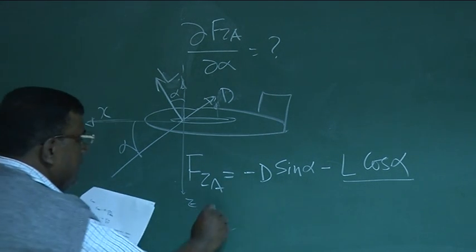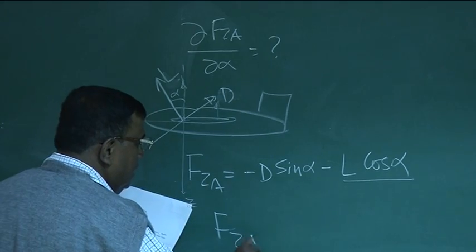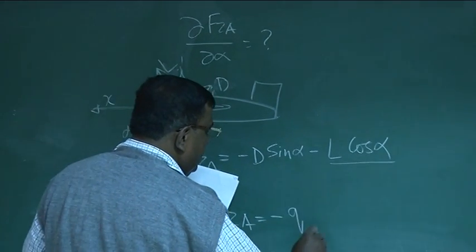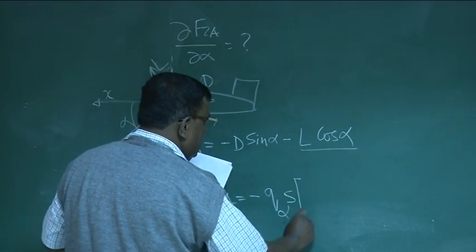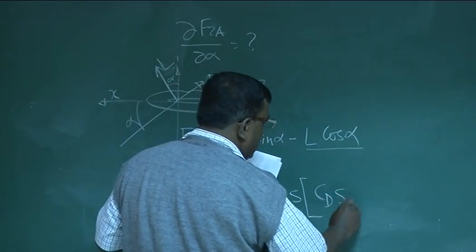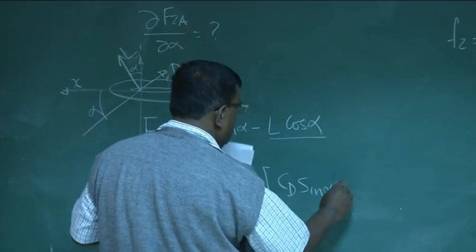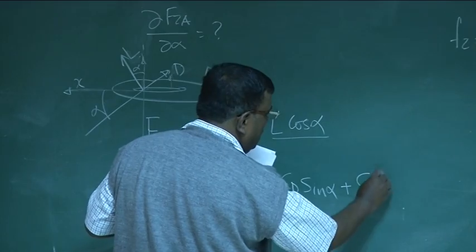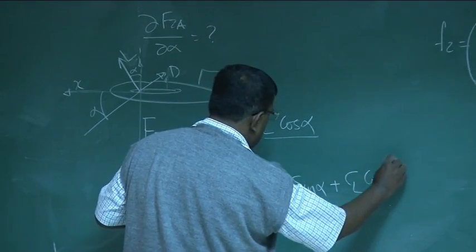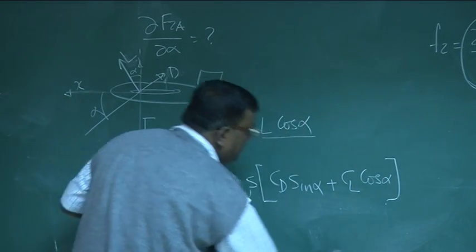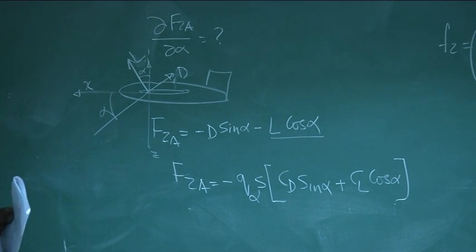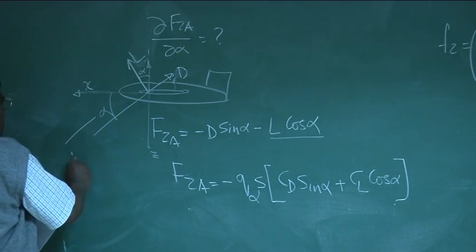So I can write FZA as minus Q infinity S, CD sine alpha plus CL cos alpha. What are these alpha? Alpha is the perturbed angle of attack. Do not forget this. Alpha is the perturbed angle of attack.